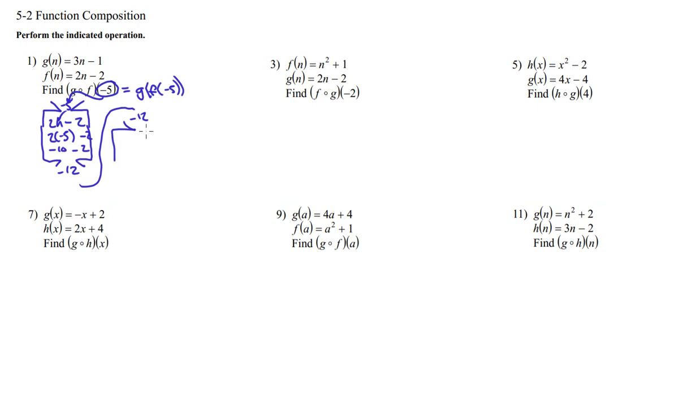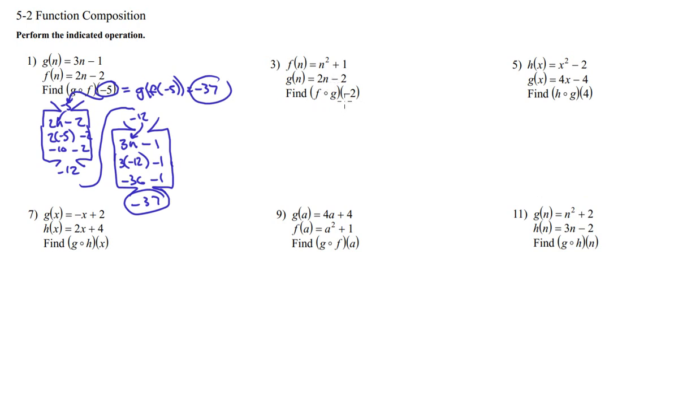And that next machine is the g machine, right? So 3n minus 1. This negative 12 goes in for the n. 3 times negative 12 minus 1. 3 times negative 12 is negative 36. And negative 1 gives us negative 37. So that means g of f of negative 5 equals negative 37.